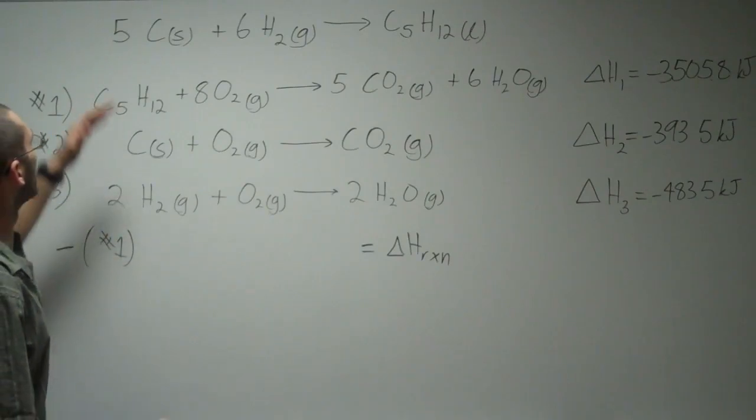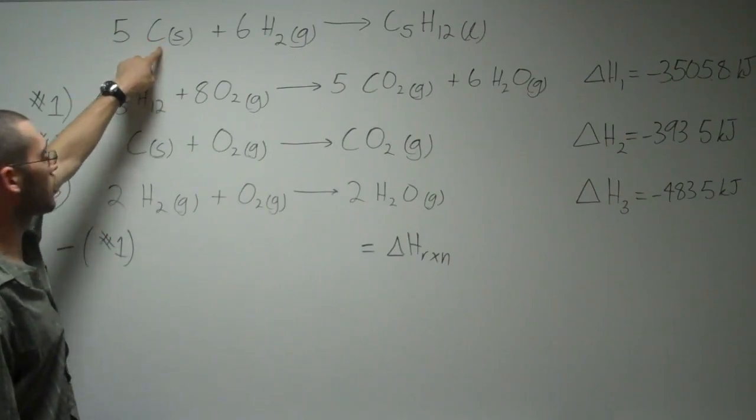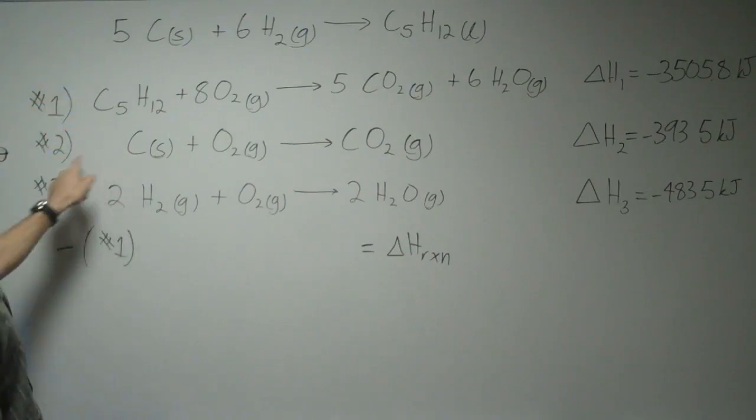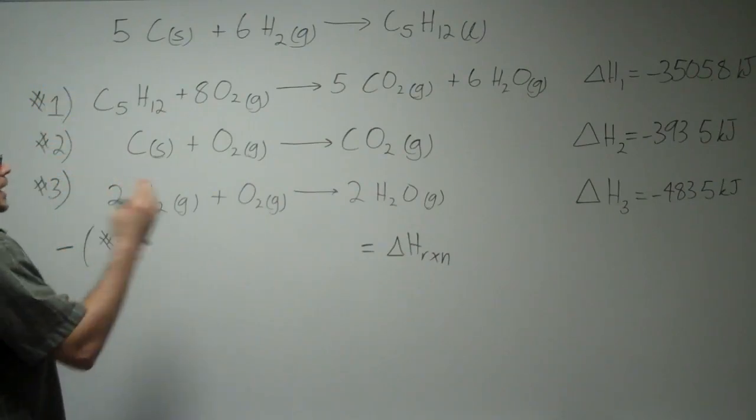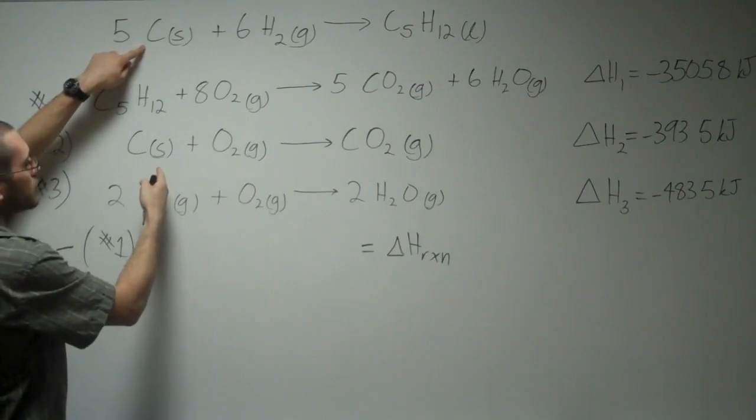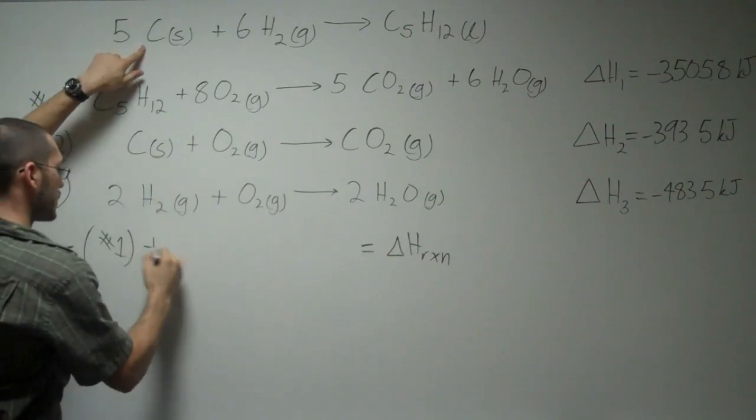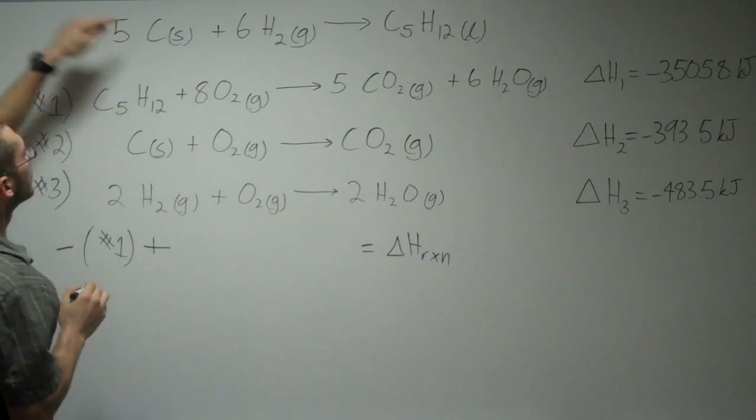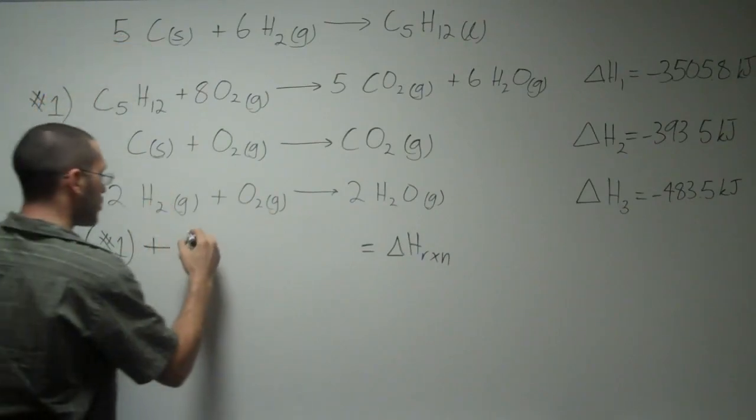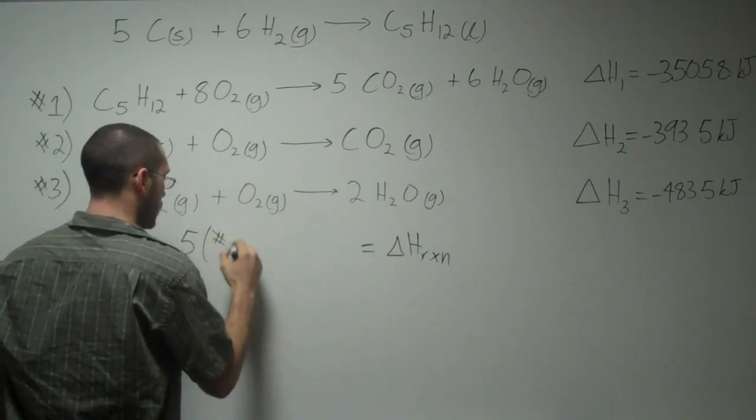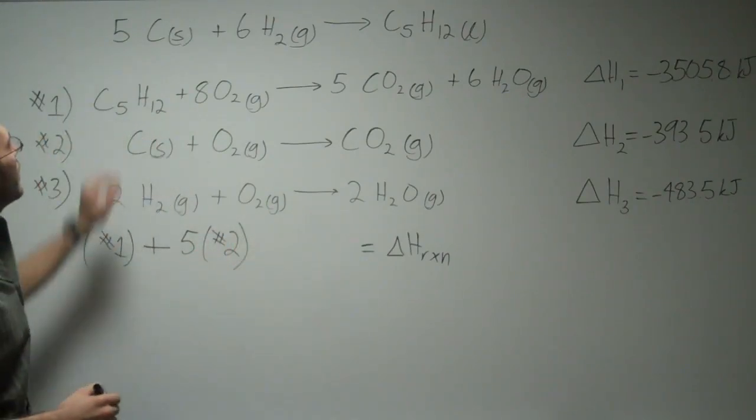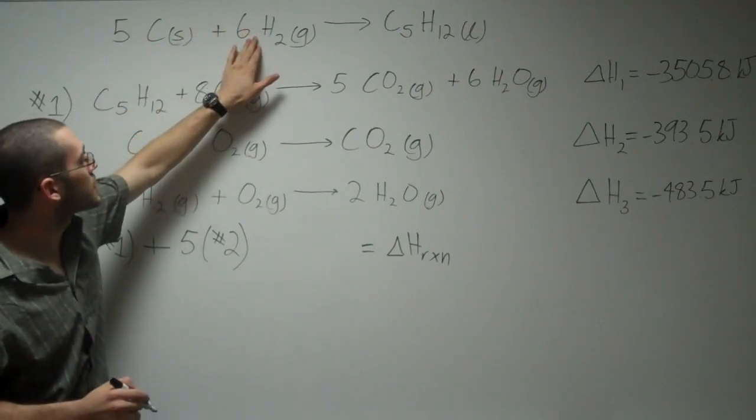What else do I need to do? I need to find 5 carbon somewhere. Okay, I see carbon in equation number 2. It's on the reactant side, which is good. It's on the reactant side up here as well, so I don't need to flip it. So I have a plus sign. But I need 5 carbons, but I only have 1 here. So I'm going to multiply equation number 2 by 5.